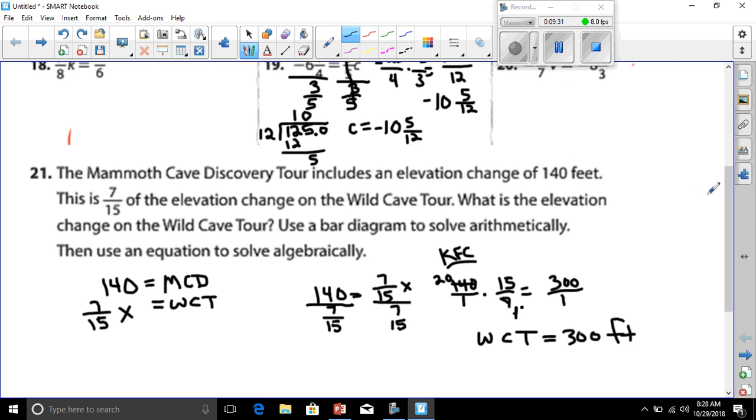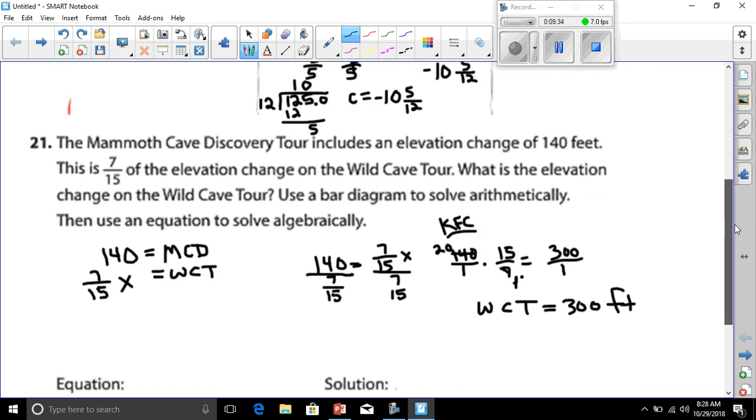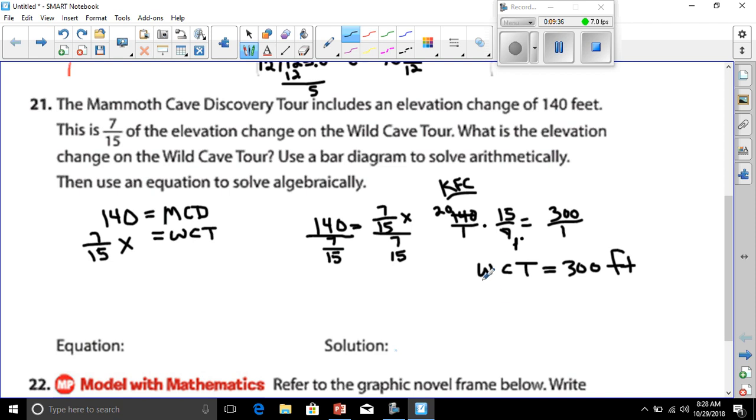All right, and that's it for tonight. Good luck with the rest of them, guys. Oh, well, there was our equation. It was over here. And our solution is over here.